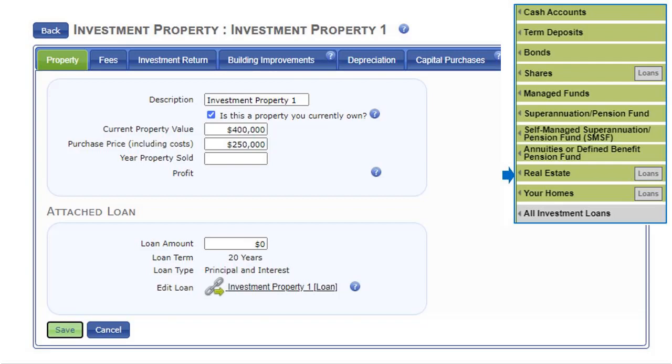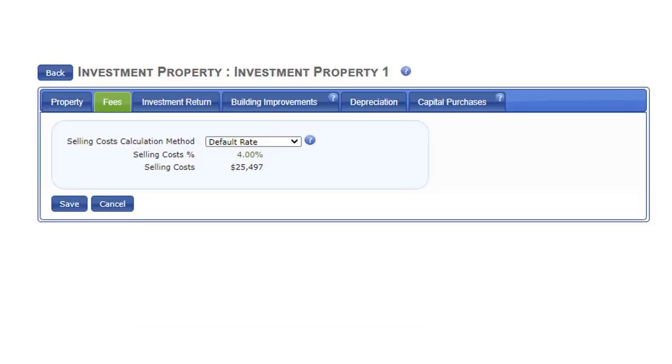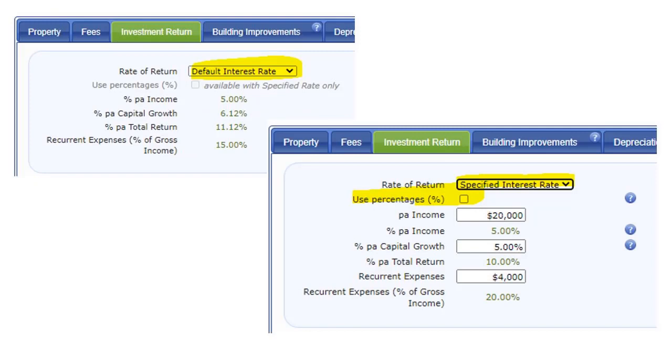Here we need to check all the tabs to see what needs to be added. Fees are for buying and selling costs of the property, and you can select either a percentage or a dollar value. With the investment return, the default rates are percentages. However, you can select to enter dollar values and the program will convert the value to a percentage.